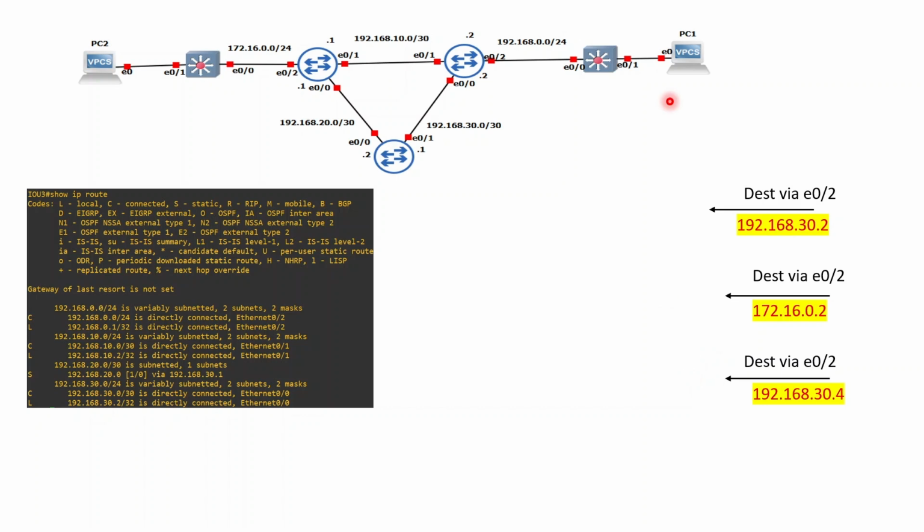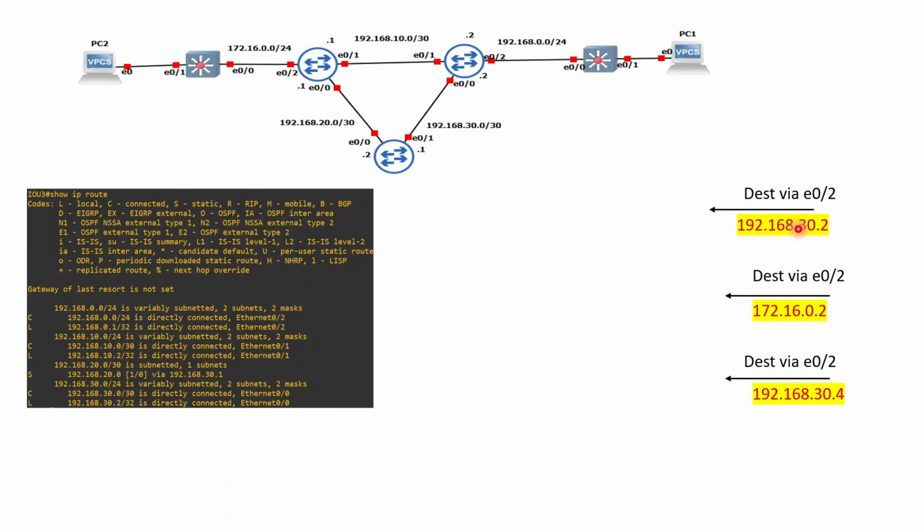Now, for the first time, this router receives a frame from its interface Ethernet 0/0, and the packet contains the address 192.168.30.2 as a destination address. So once this packet arrives at the router interface, the router is going to decrypt this packet and see the destination IP address.